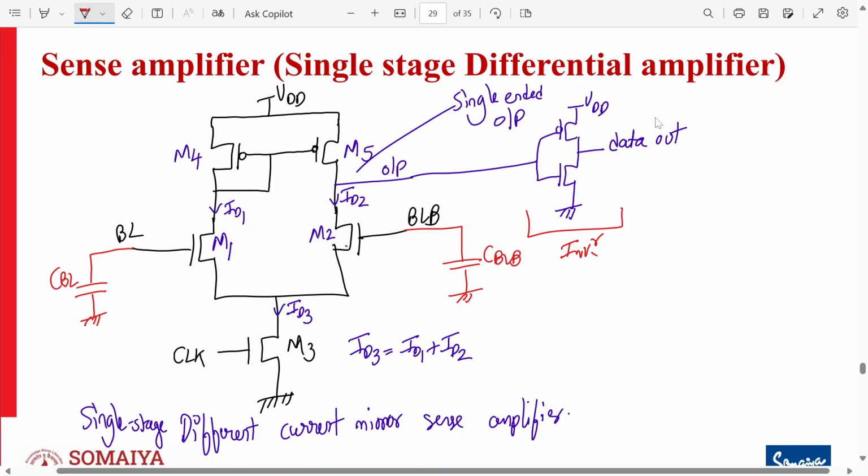What they are saying is, if BL is less than BLB, then the M1 voltage will be lesser. That means M1 will be off and the output will be low. So the data output will be high.